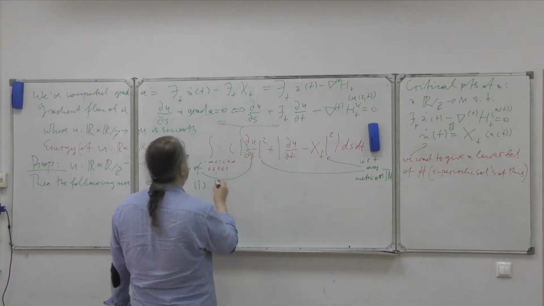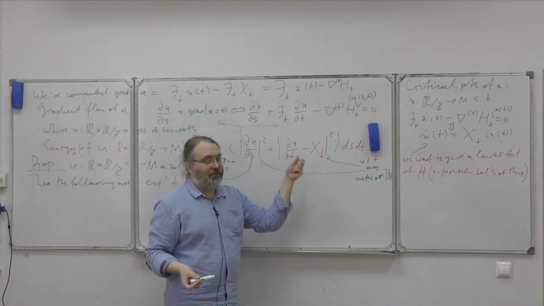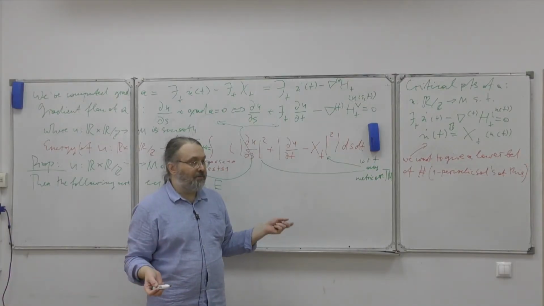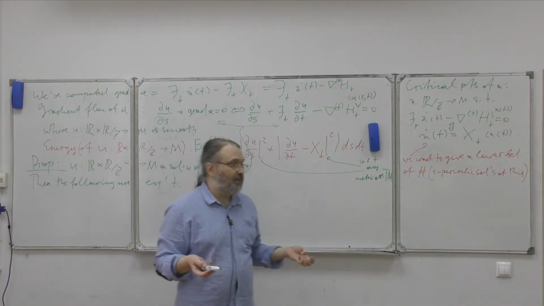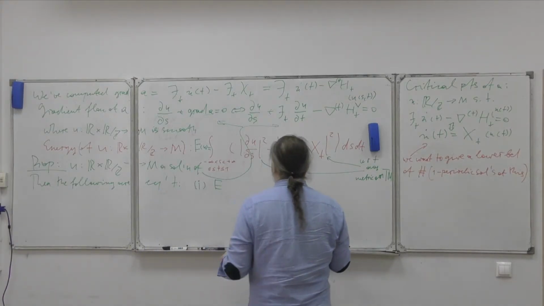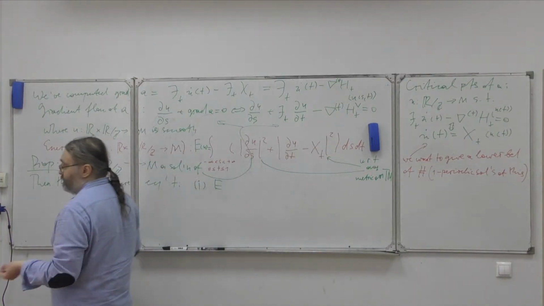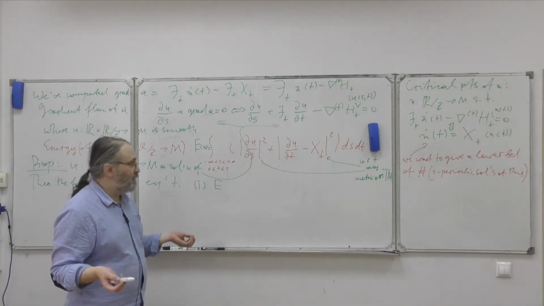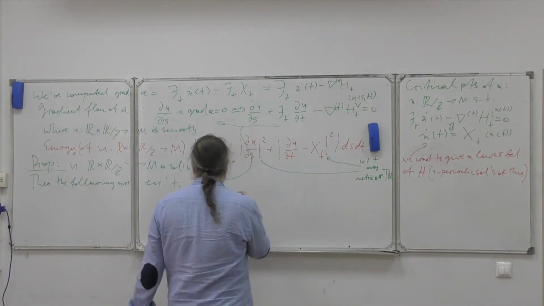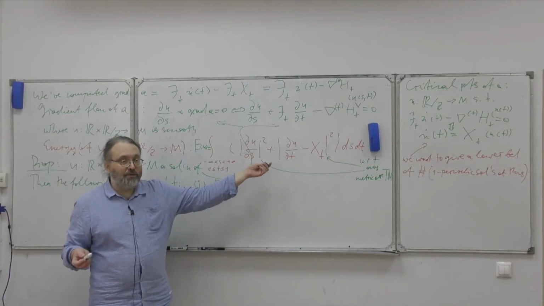Oh, and by the way, I call this expression E of u, and it may happen that E of u is infinite. Why not? Because we integrate from minus infinity to plus infinity, the result may well be infinite. But then it may happen that the result is finite.